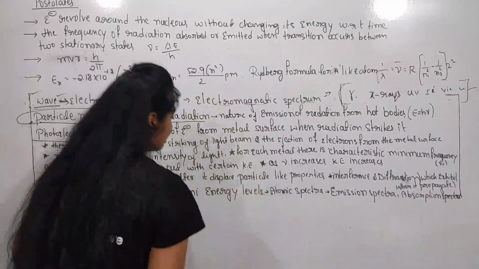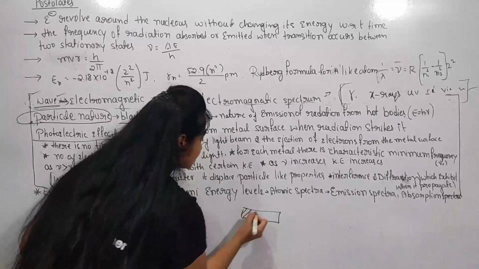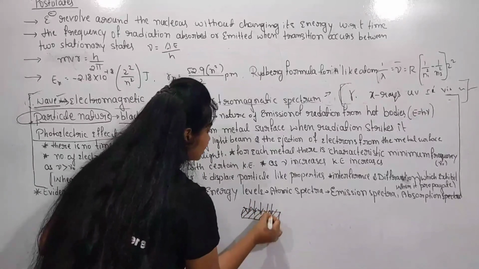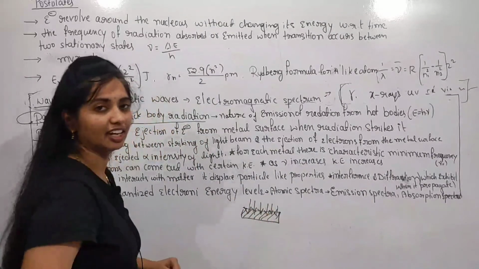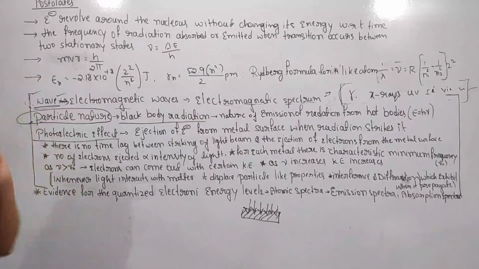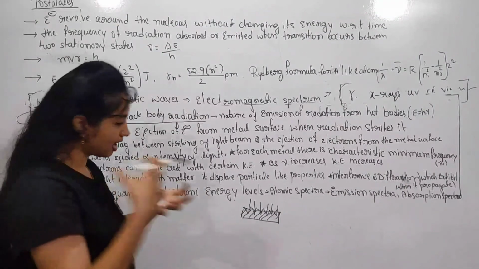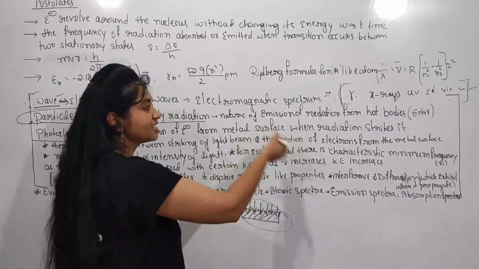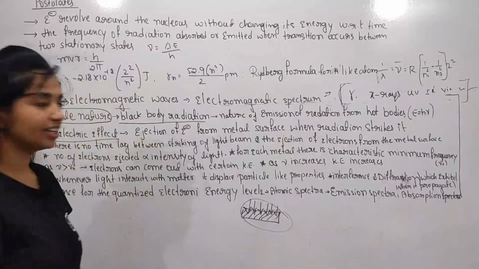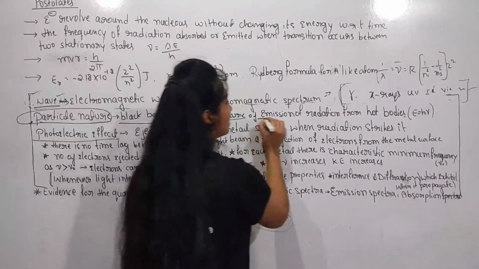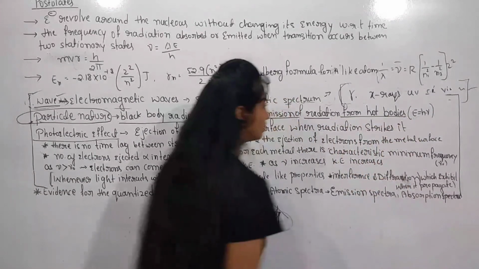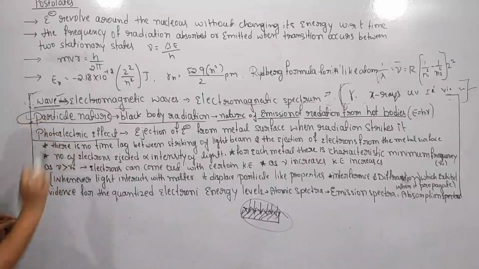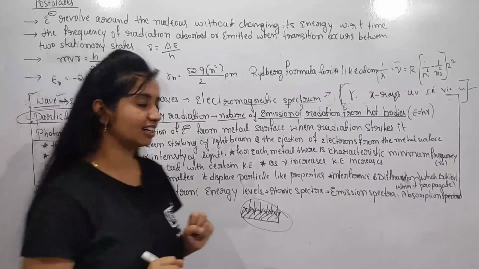Consider this is one body, this is our black body. It absorbs all incident light that falls on it. This is called black body radiation. When the black body is heated, what happens? Some radiation is emitted from that black body. From the nature of emission of radiation from hot bodies, we get some results. By those results, we conclude the particle nature of electromagnetic radiation.